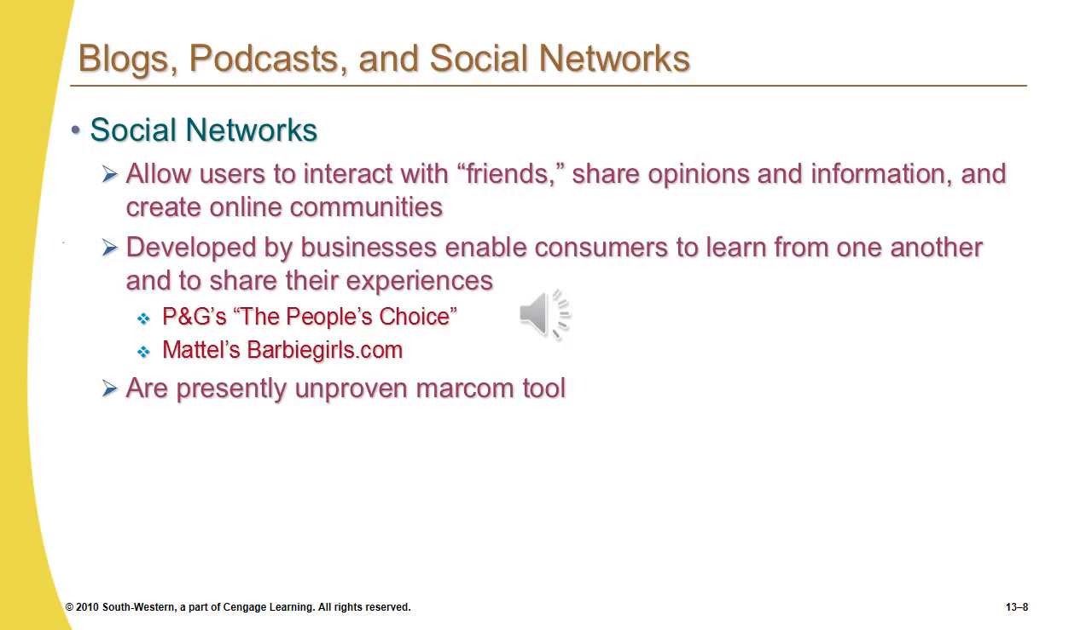The last one is social networks. Social networks allow users to interact with friends, share opinions and information, and create online communities. They are also developed by businesses to enable consumers to learn from one another and to share their experiences. For example, P&G's The People's Choice, Mattel's BarbGirls.com. Social networks are presently an unproven marketing tool.